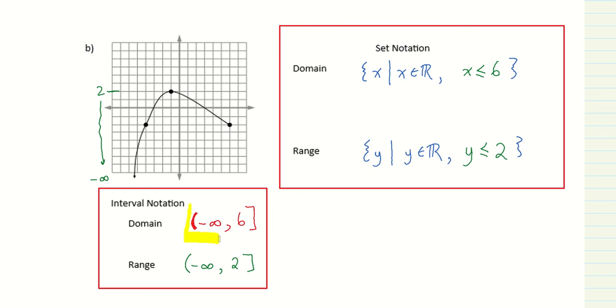Numbers or things that look like this in math are called intervals. And these brackets here are called set brackets. So make sure that you remember which one is which.